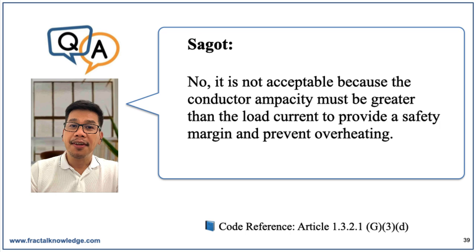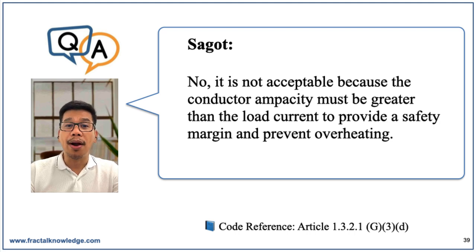Example, if a feeder carries 80 ampere and the wire is also rated 80 ampere, continuous operation may cause overheating and insulation damage. Hindi pwedeng sakto lang, dapat may allowance, sabi ng code, para hindi uminit ang wire. Mapag-aaralan natin yan sa wire sizing na may requirement ang code kung ilang percent ng ampacity you need to provide.